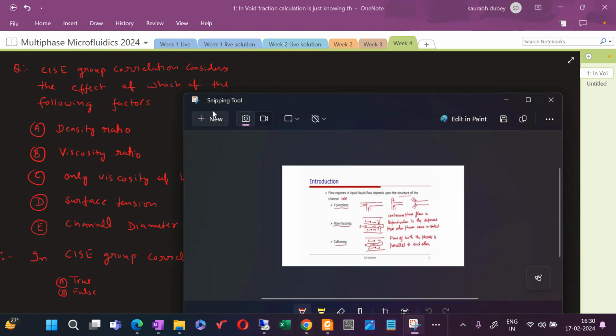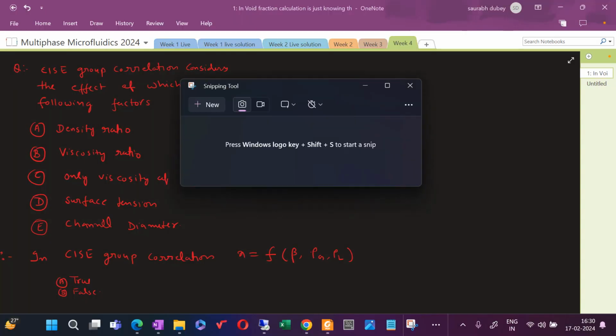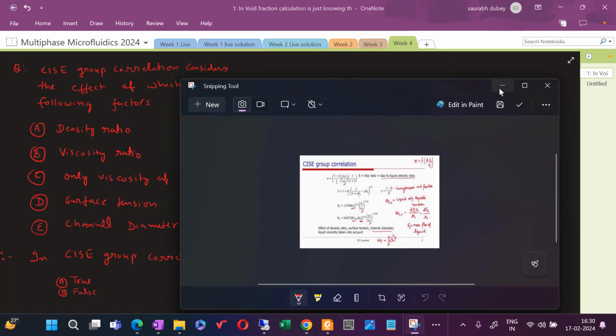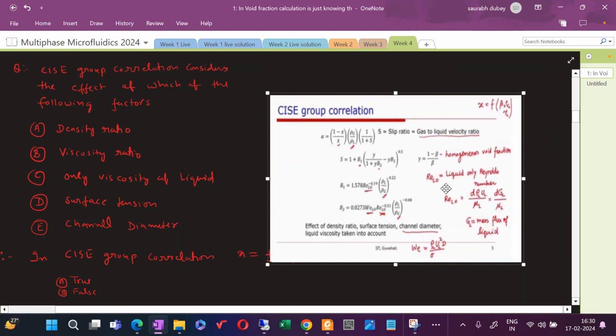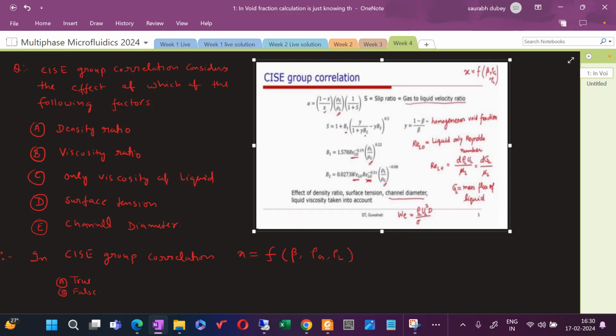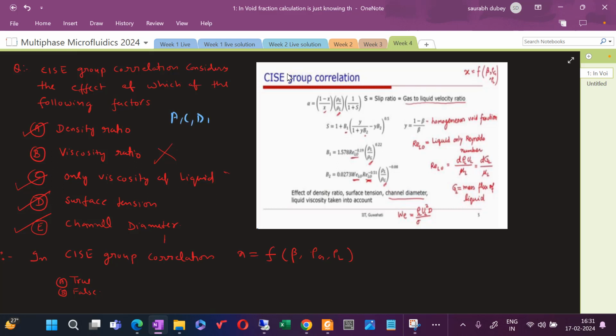Where there you have been told that this CISE correlation, if you remember, we will be actually having this one. Yes. So let me just put it here. If you remember this one, here you see the effect of density ratio is there, effect of surface tension is also there, and then the channel diameter is also there. These all three are correct. The liquid viscosity is taken as Newtonian, not this one. So ACDE is correct.